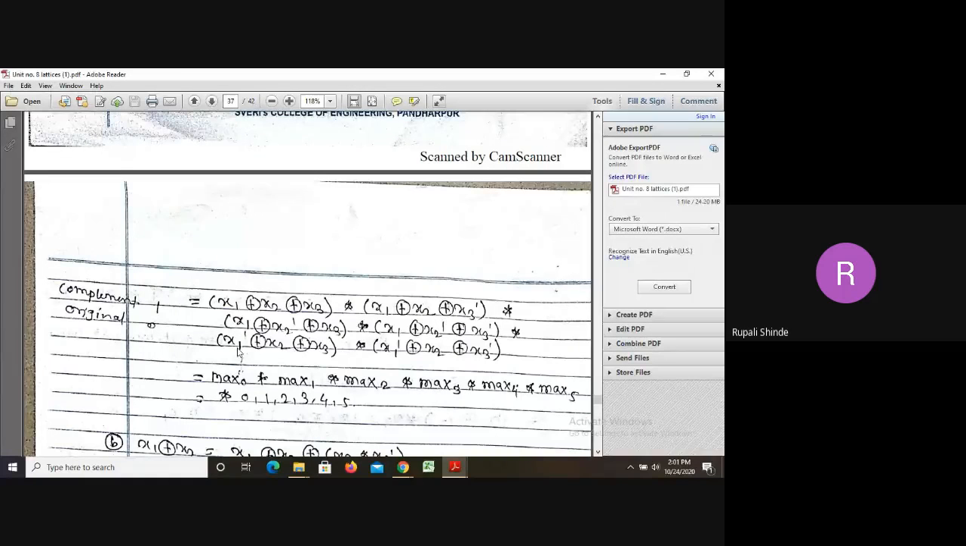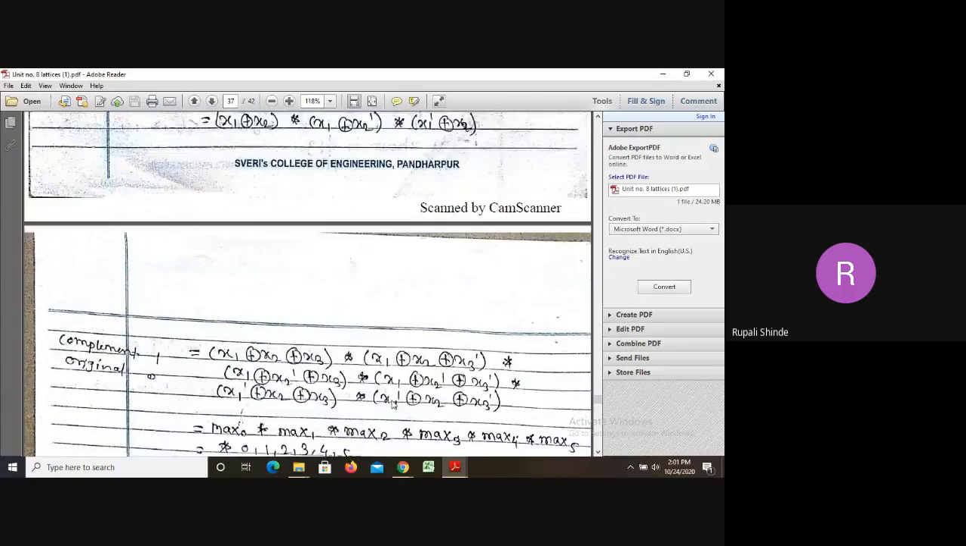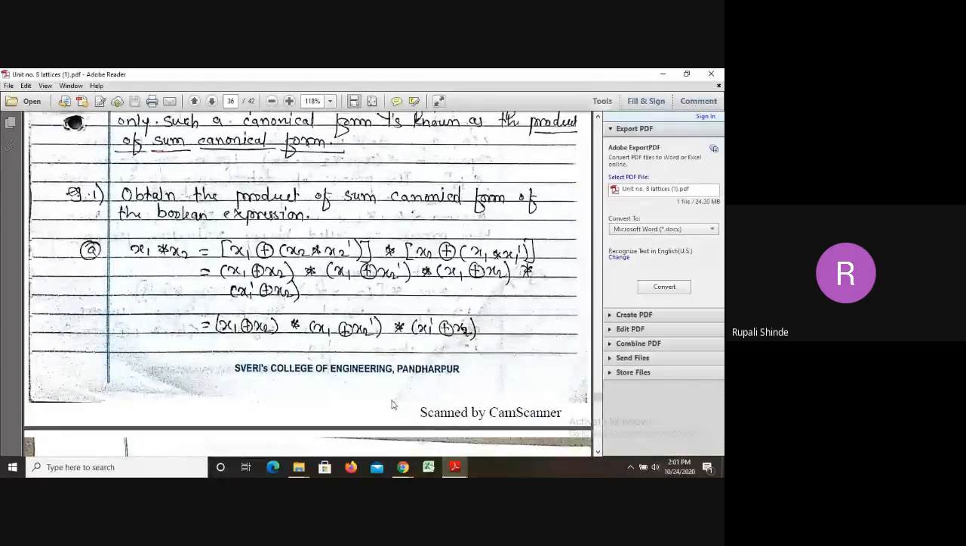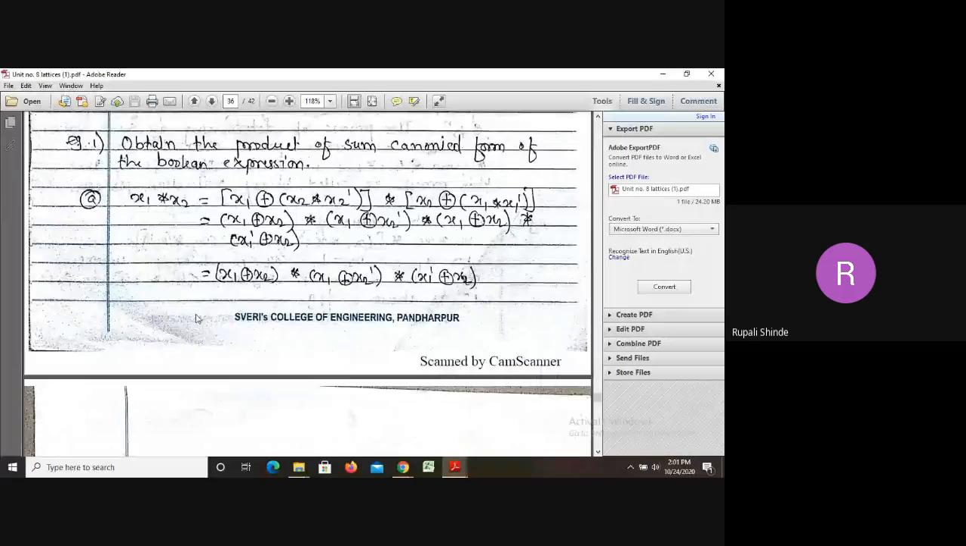Next term: 1, 0, 0. This is for max of 4. And again for this complement we have to write 1, 0, 1. So this sequence is for max of 5. Now we can write this as star of 0, 1, 2, 3, 4, 5. So this is the answer for the product of sum canonical form if your expression consists of 3 variables.